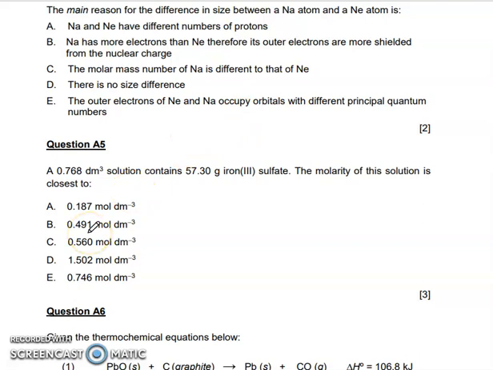Then this question, the molarity of the solution: all you need is the number of moles of iron 3 sulfate, right? This one is not tricky. It's tricky when they ask you the total molarity of the ions. That's when you have to consider the concentration of iron 3 plus ions on their own, and then the concentration of the sulfate ions on their own. Well, that comes in the next question paper, so I'll talk about it then.